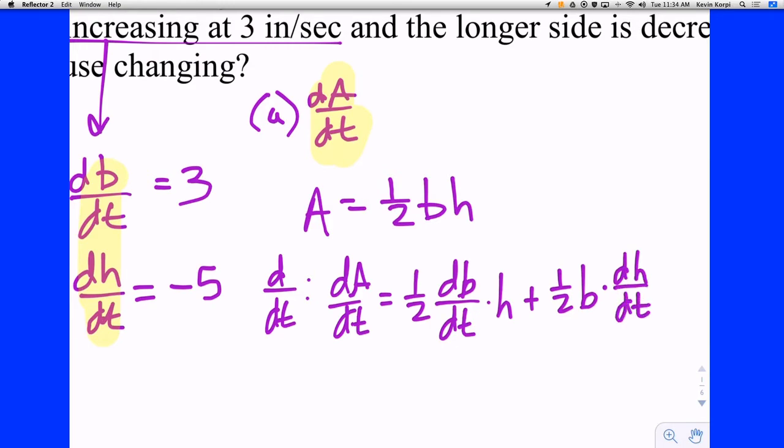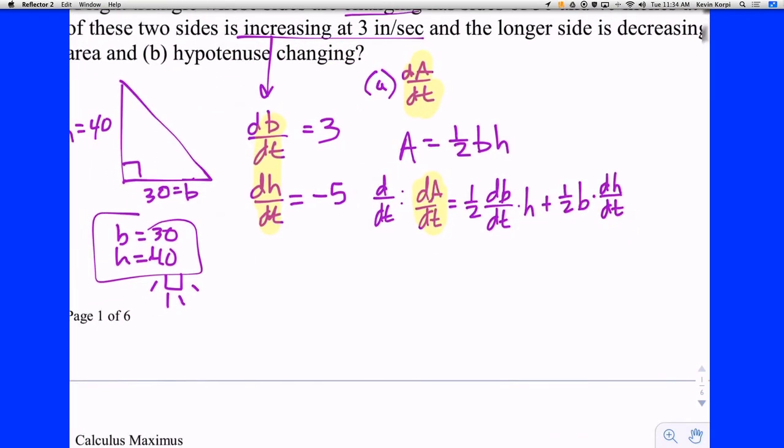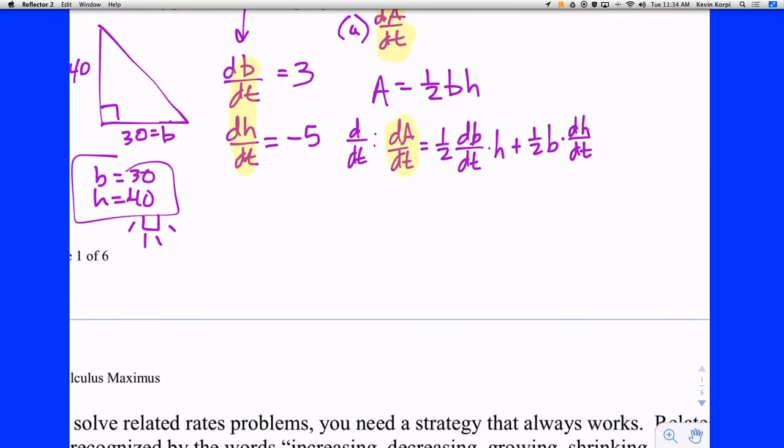Now, it is convenient, once again, that our rate equation is solved for dA dt. So if you look at the right side, once again, we have 4 unknowns. And to evaluate it, we need to know those 4 things at that given moment. Do we have them? Yeah, we have them. So here we go. You do want to reference the moment in time. So how about when b equals 30, we get dA dt equaling 1/2.